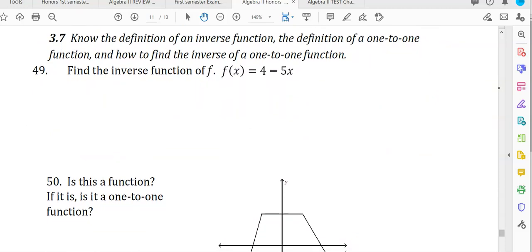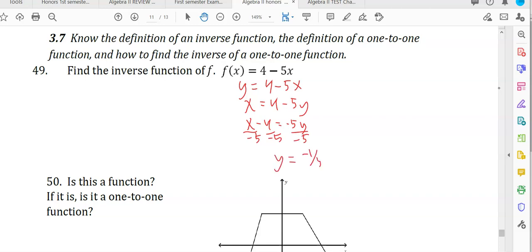Now, definition of an inverse of a function, definition of one-to-one function, and how to find the inverse of a one-to-one. Okay, so on this one, just find the inverse function. So what I like to do is plug in the y there, switch x and y, solve for y. Divide each term by -5. So you get y equals -1/5 x plus 4/5. If you want to think about it in slope-intercept form, you could have it written a little differently if you wanted to.